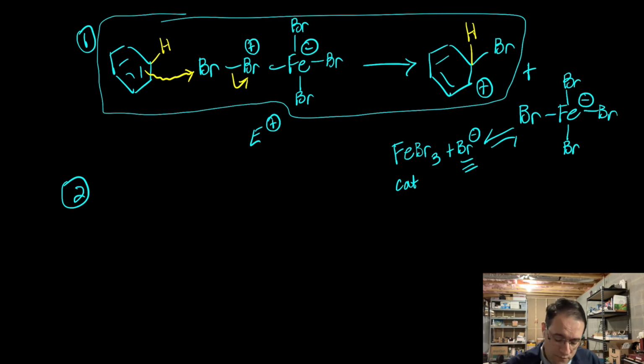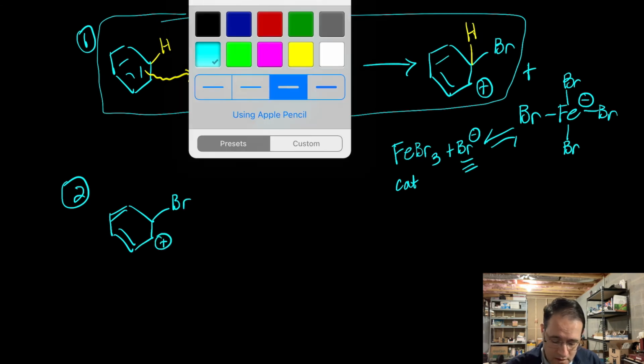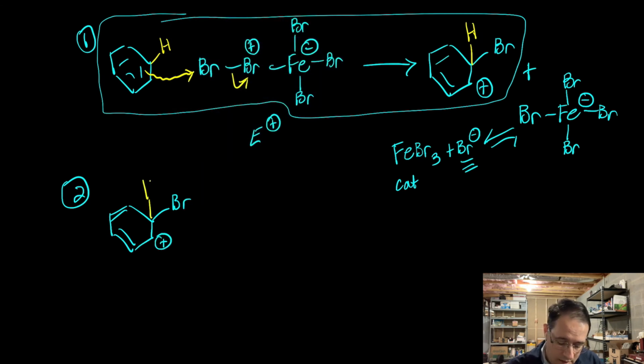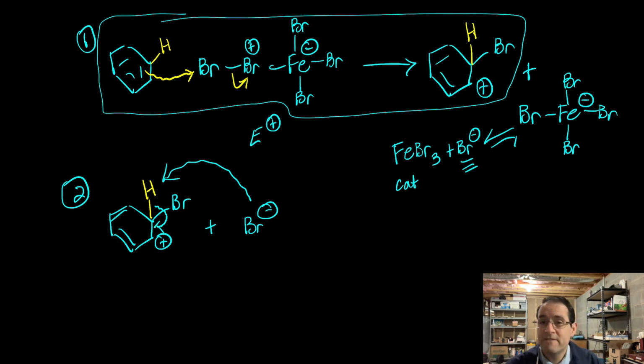Now, after we form that carbocation, yes, it's resonance stabilized. We don't need to draw all those resonance structures. What we do need to show is the deprotonation event. So we'll sketch in our carbocation here, and we'll highlight that yellow hydrogen here, and that's the one that's going to be deprotonated by bromide, okay? So bromide comes in, deprotonates, and these electrons move in to reform the aromatic ring.